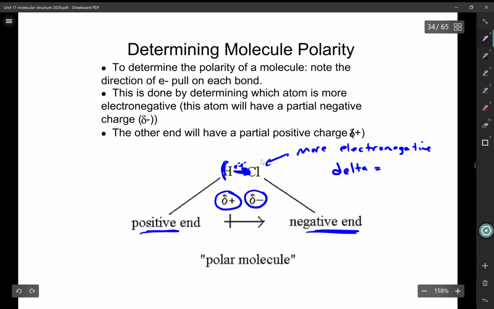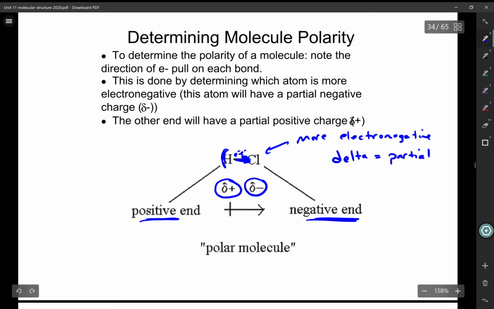Delta means partial. So that means that hydrogen has a partial positive charge, and chlorine has a partial negative charge. Not completely positive, not completely negative, because that would be ionic. So it's kind of somewhere in between.